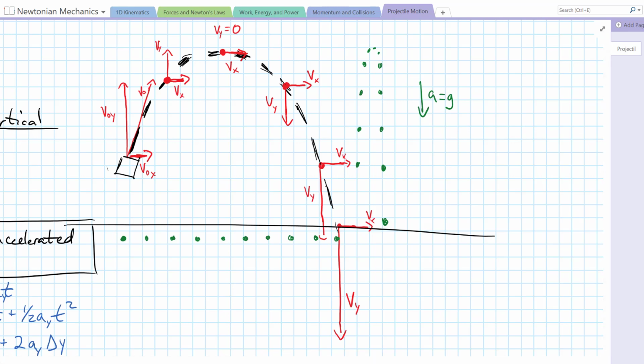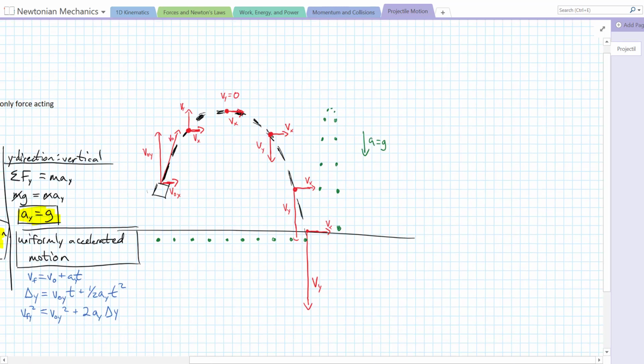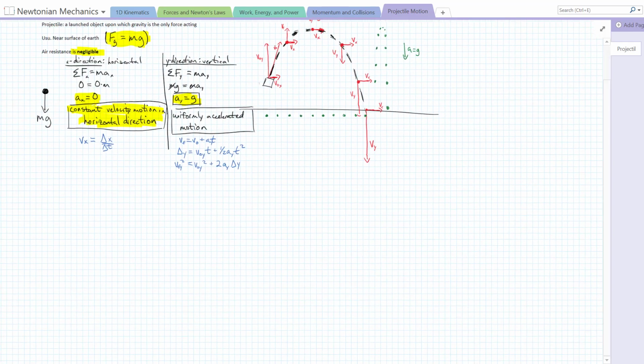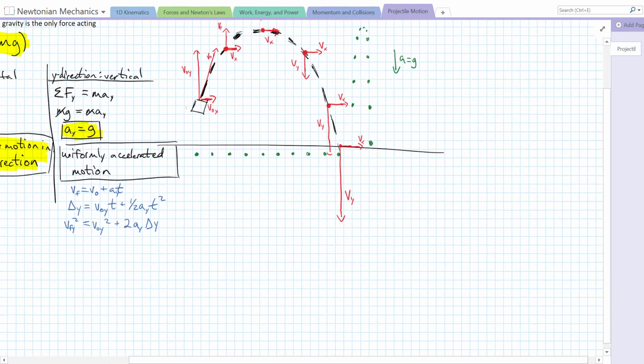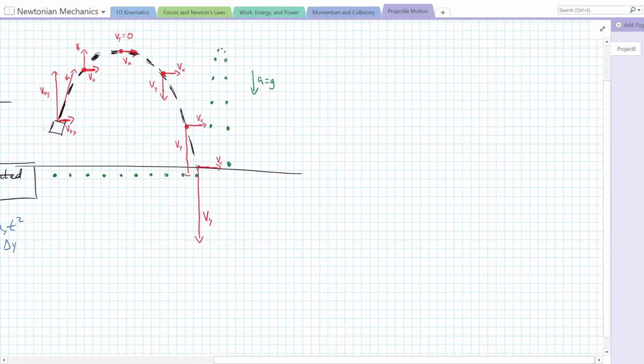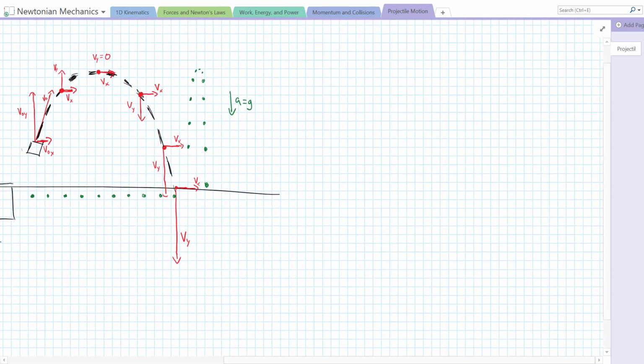So the essential idea here is that our x component is a constant velocity, our y component is uniformly accelerated motion. I know I'm repeating that a lot, but that's what makes it easy to analyze projectiles. So anytime we deal with a projectile situation, in order to figure out what's going on, we're going to break our situation up into x and y components. So for example, in this situation, we're given some initial x velocity and some initial y velocity.